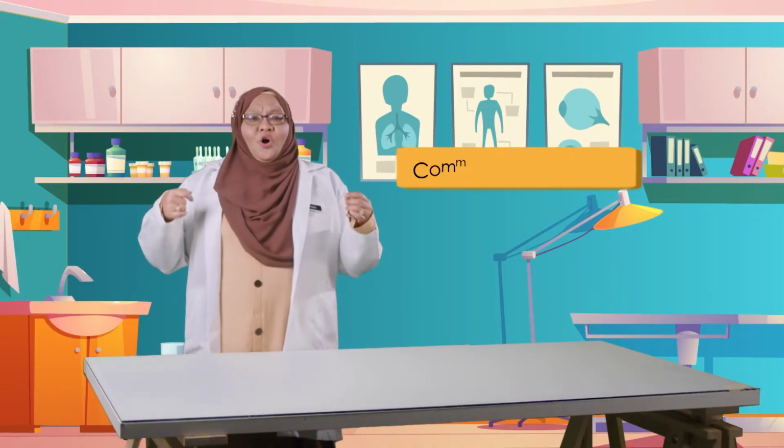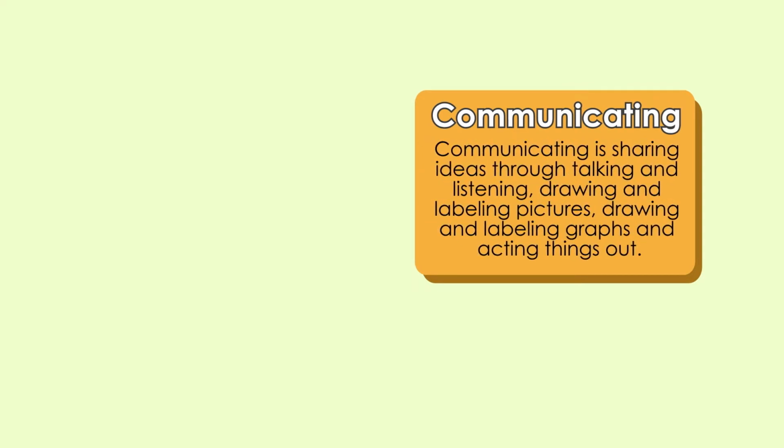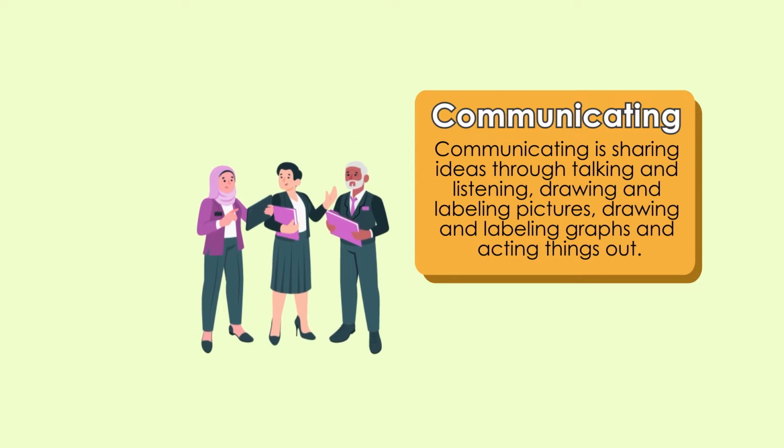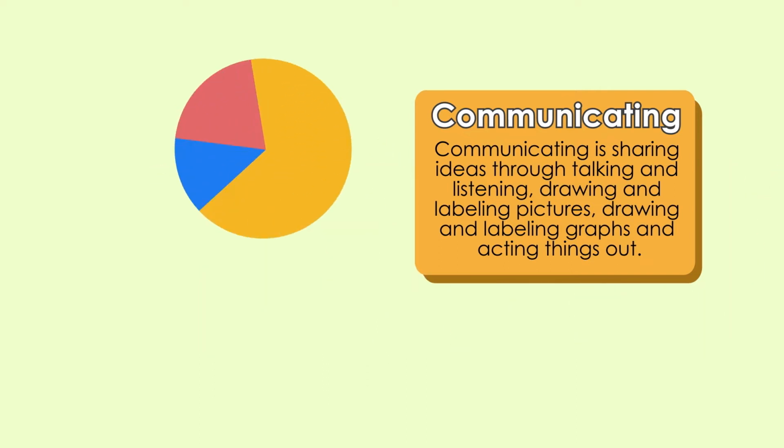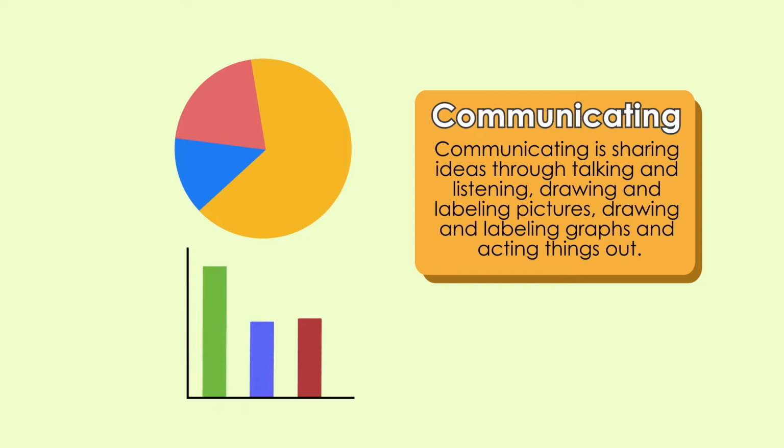Next is communicating. For this skill, boys and girls, you will be able to communicate in order to share your observations with someone else. Your communication must be clear and effective if the other person is to understand the information. You can communicate your observations verbally, in writing, or by drawing pictures.